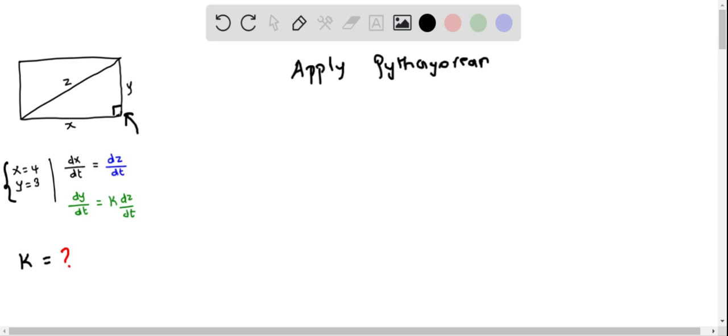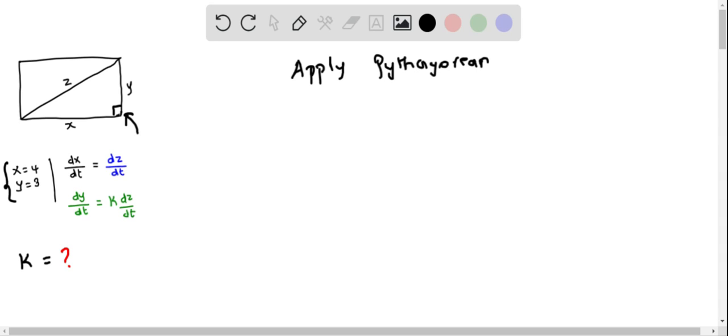So I have just marked 90 degrees over here, and this means these two sides, that is with the lengths x and y, are the two legs, and the side with the length z is the hypotenuse of the right triangle formed inside the rectangle.